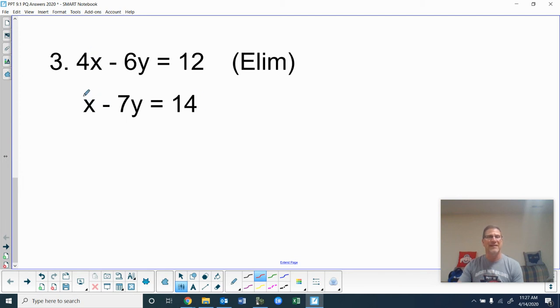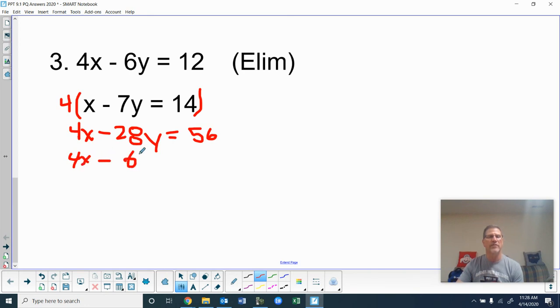So I'm going to get the x's the same. All I have to do is multiply the bottom equation by 4, and then my x's will be the same. So when I distribute the 4, I get 4x minus 28. Remember, 4 times 7. And then 4 times 14 is 56. So remember to multiply 4 by everything. And I'm going to take this top equation and put it right underneath so I can see them both together. I'm just rewriting the top equation under this one. Don't have to do anything to it.